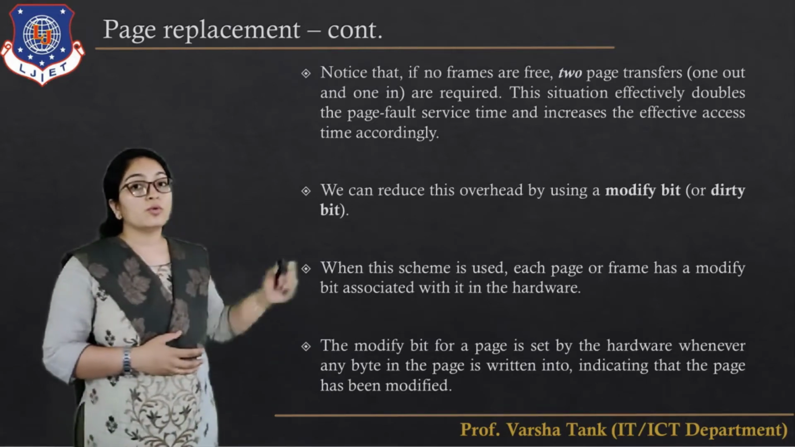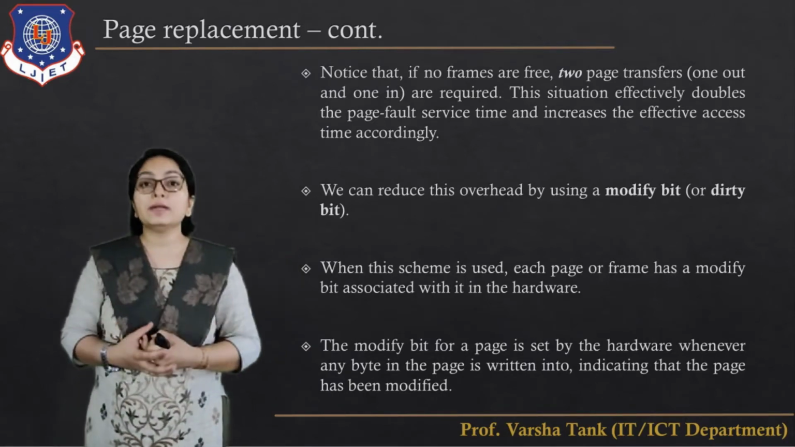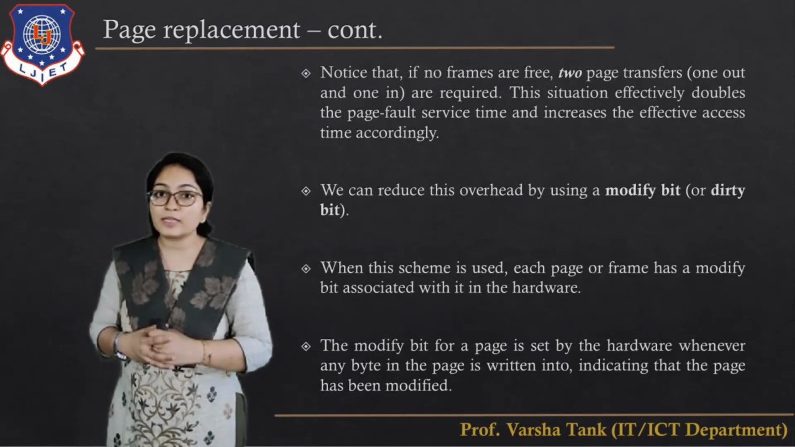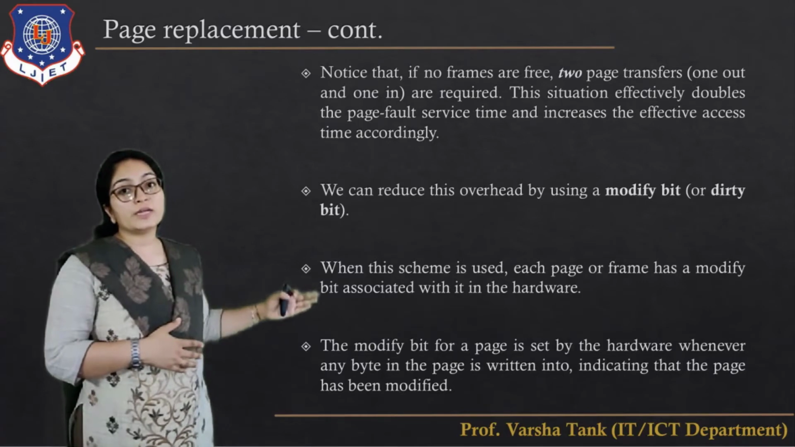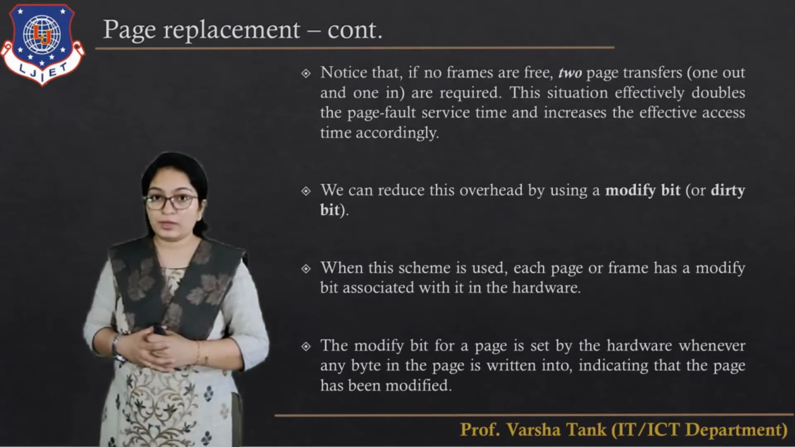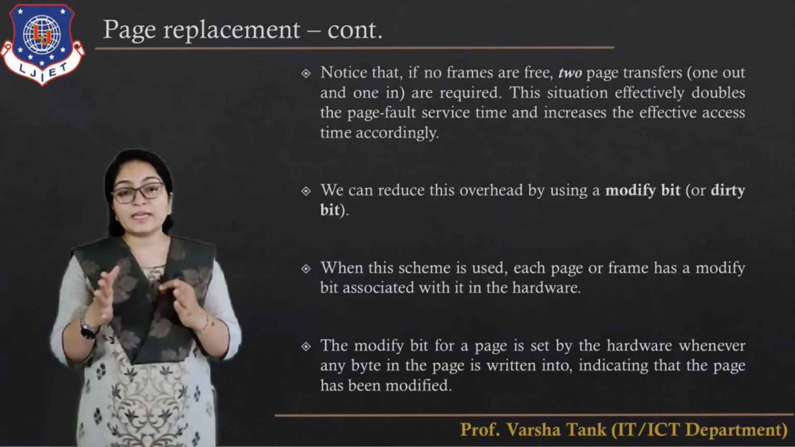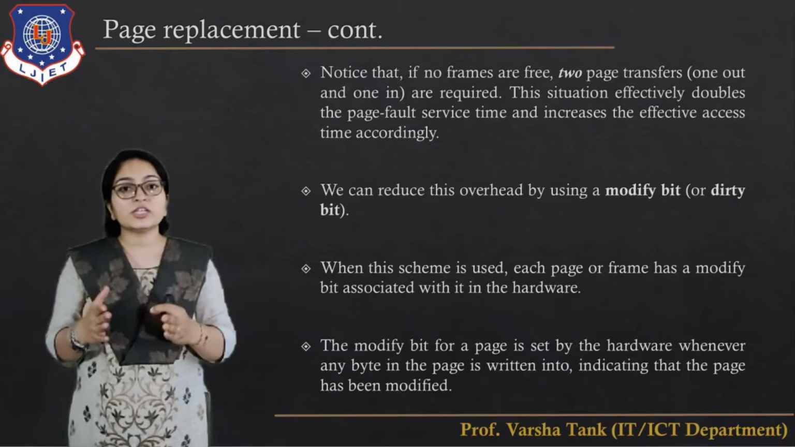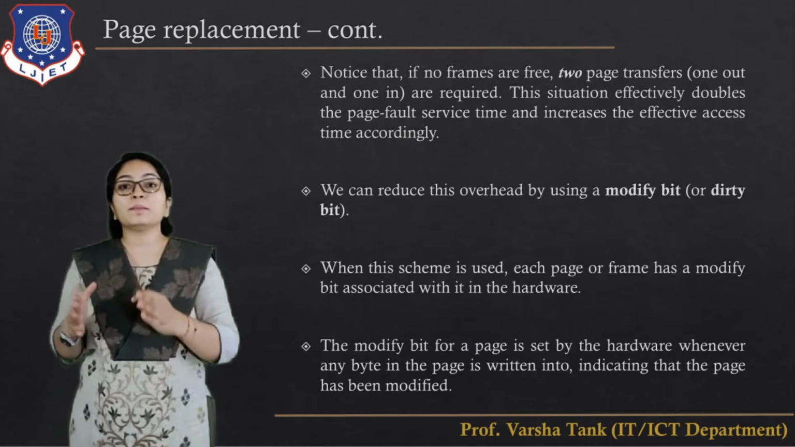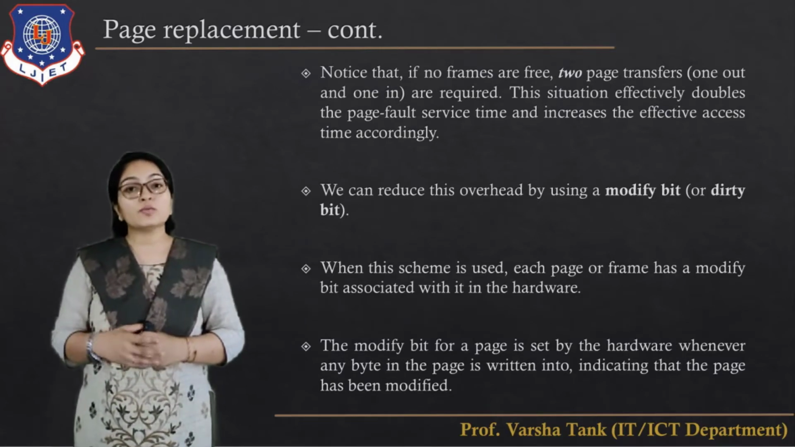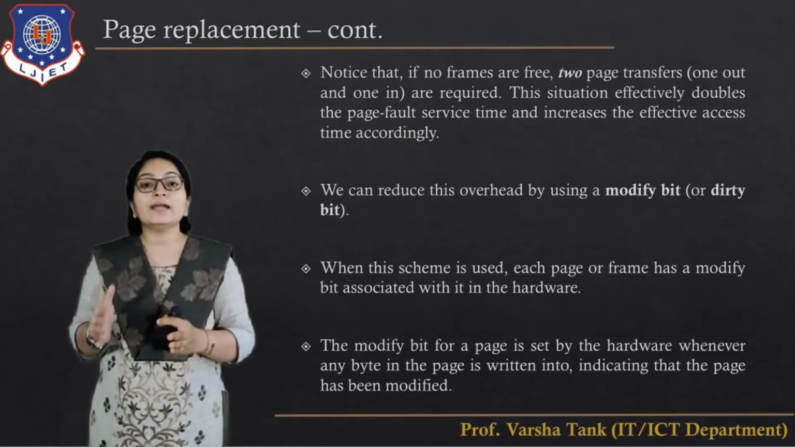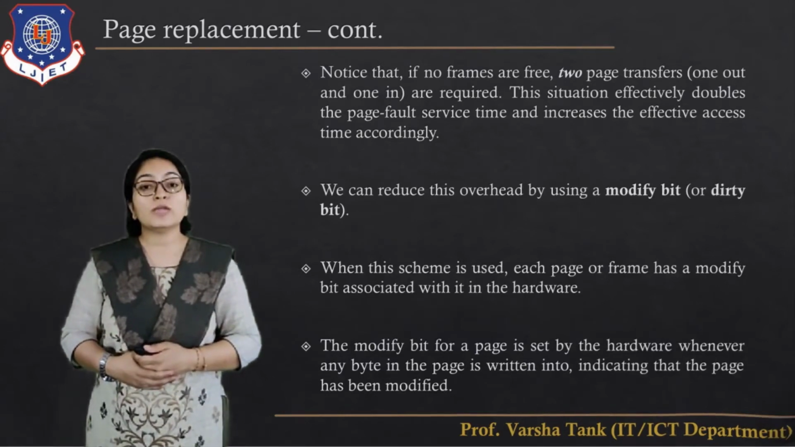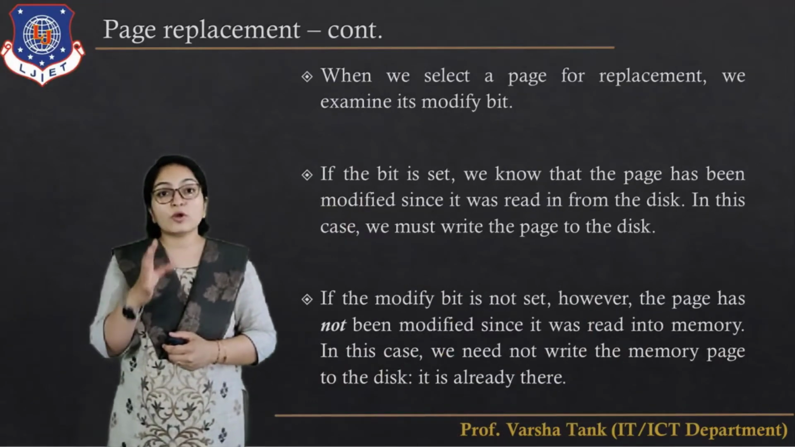So why is this modified bit or dirty bit used? When this scheme is used, each page or frame has a modified bit associated with it in the hardware. The modified bit for a page is set by the hardware whenever any byte in the page is written into, indicating that the page has been modified. So whenever the page is modified, at that time the modified bit is set for that particular page, which indicates that the page is modified.